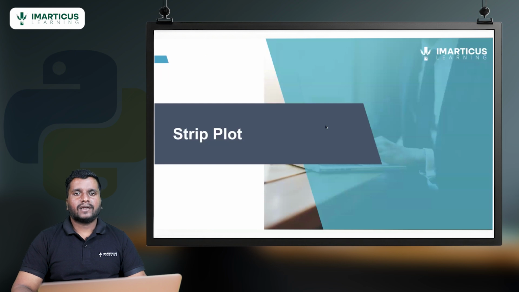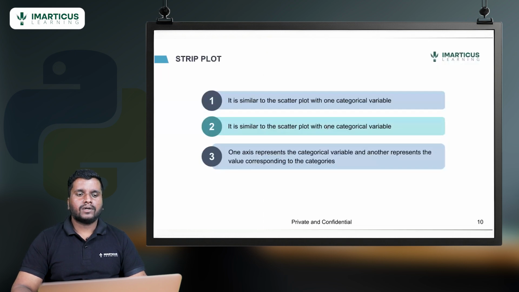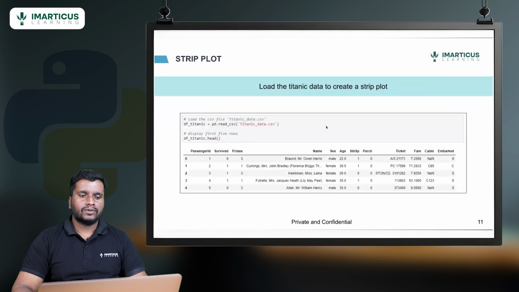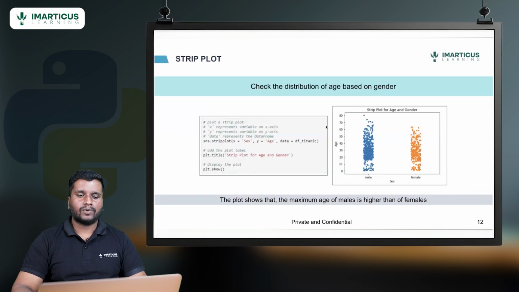So let's try creating the first chart, that is the strip plot. A strip plot is similar to a scatter plot with one categorical variable. One axis represents the categorical variable and the other represents the value corresponding to that category. It's very easy. Here we are taking the Titanic dataset, but we will work on the same insurance dataset to create this strip plot.